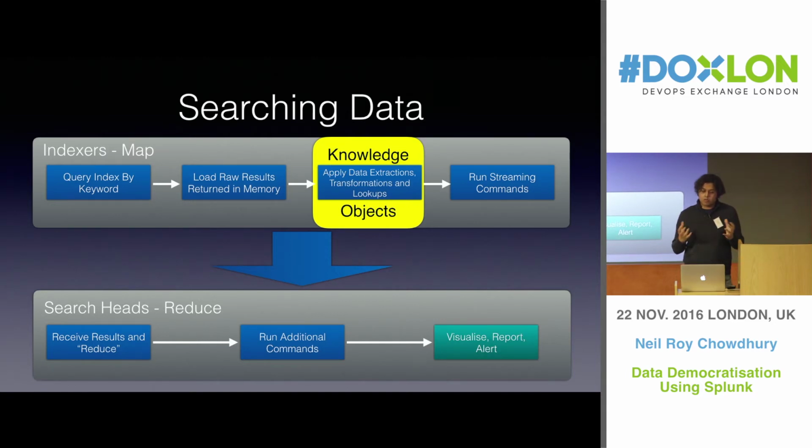So it loads all your raw results into memory, and then it has an in-memory pipeline on which you set up knowledge objects, which do data extractions, transformations, and lookups. Think of it like extract, transform, load on steroids. Following that, it runs streaming commands. This is the map phase, and if you were running a Hadoop cluster, it's quite similar. Then your data comes back, gets reduced, you run additional commands, and then you visualize and report.